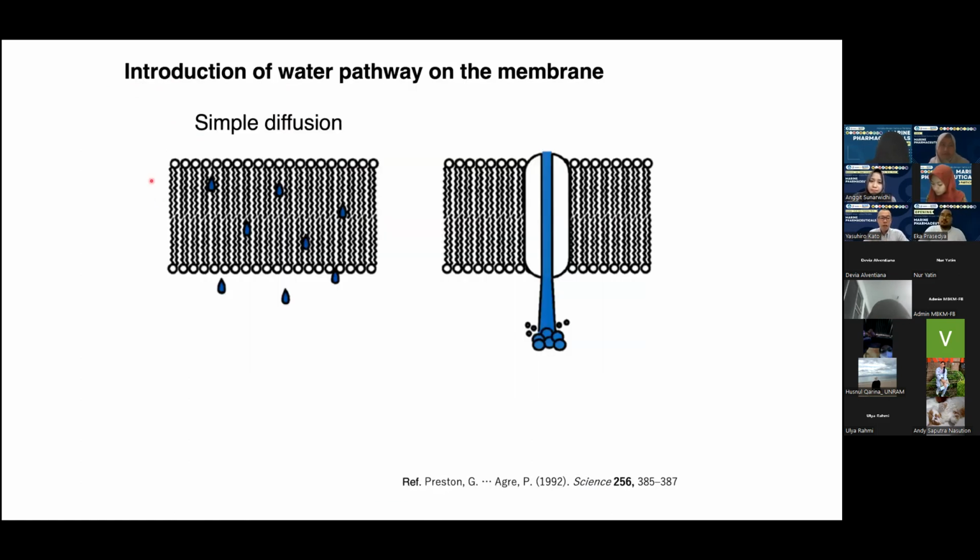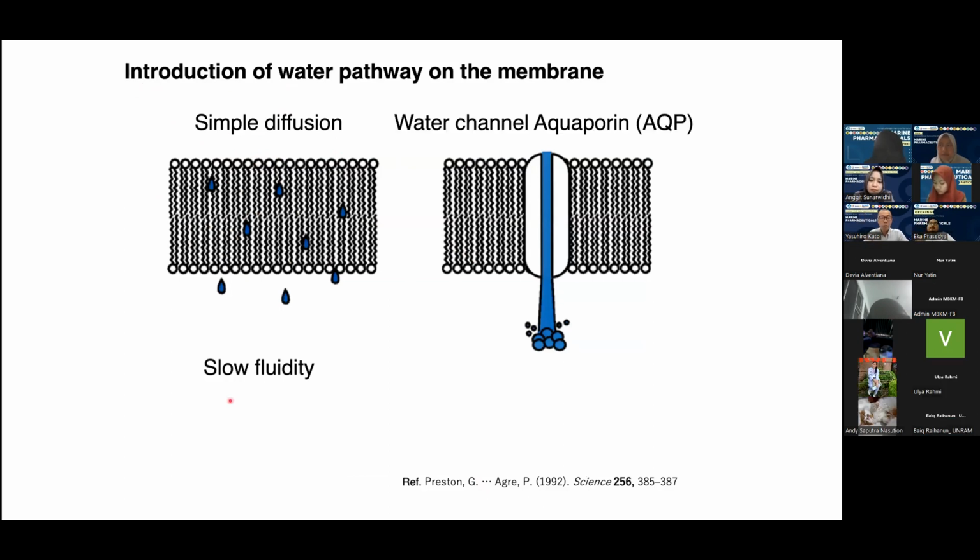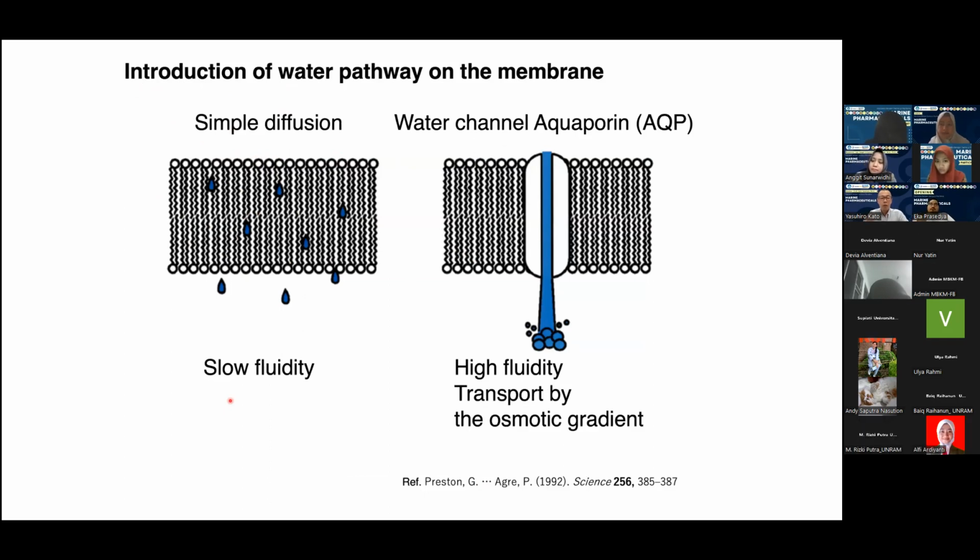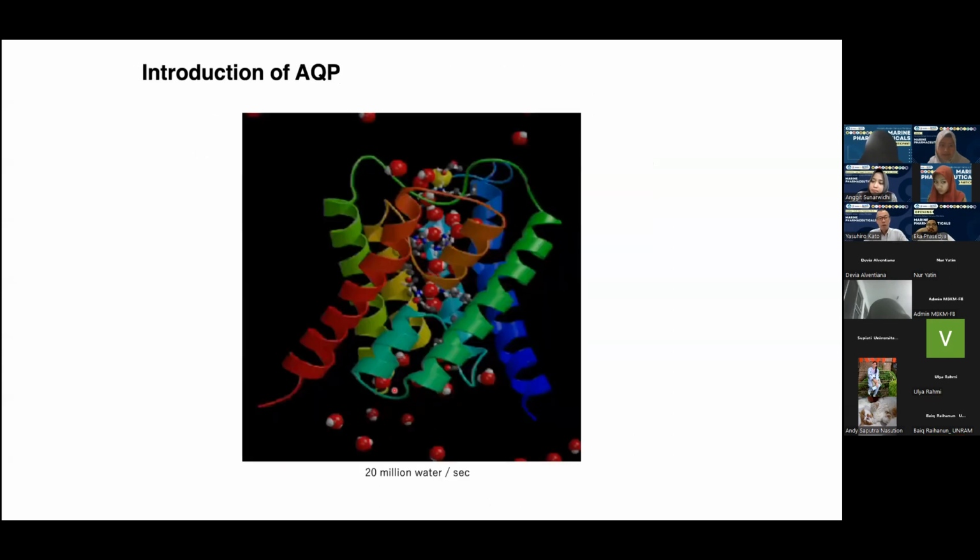This is a schematic of the cell membrane, where water simply diffuses. Diffusion is very slow between the inside and outside, but the water channel aquaporin has high fluidity and transports water by the osmotic gradient. Also, here is just showing.